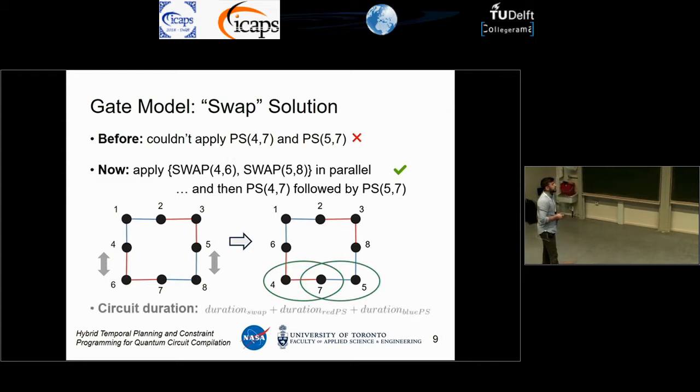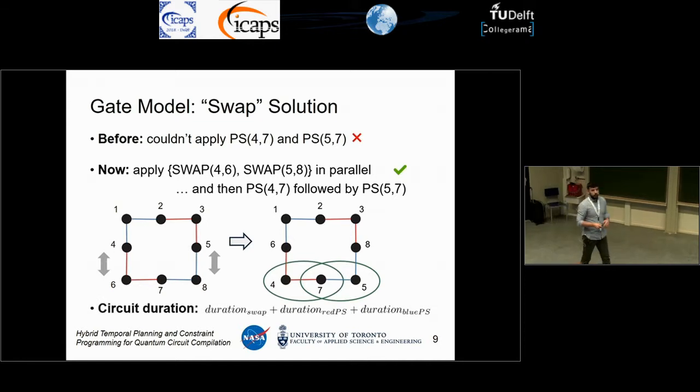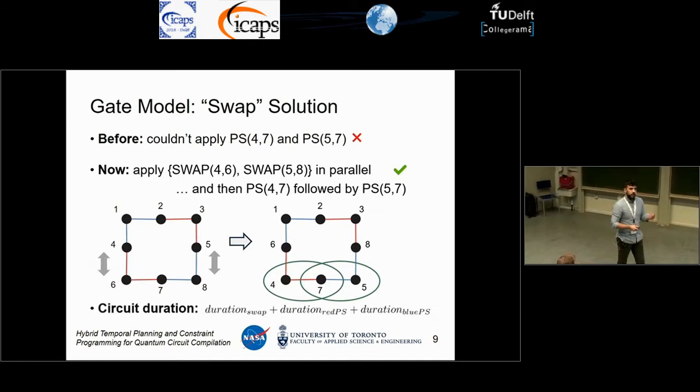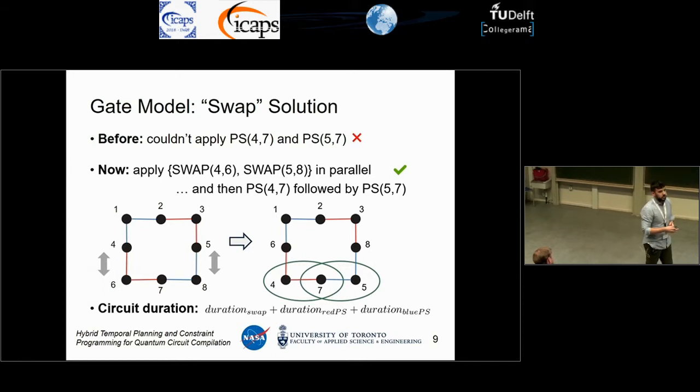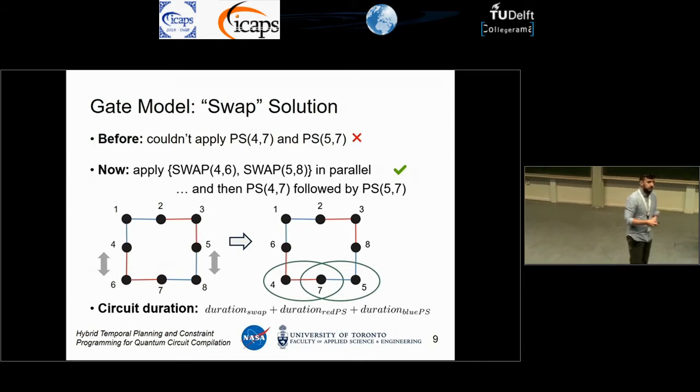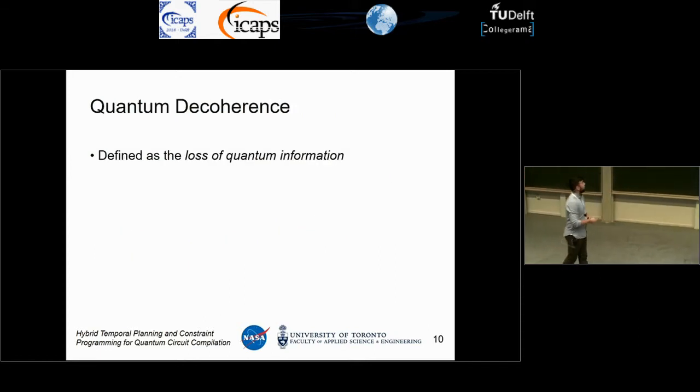Fairly straightforward. The total circuit duration is going to be the duration of one swap action, because we've done them in parallel, plus the duration of a red PS and a blue PS. So it kind of shakes out to be a nice toy problem.